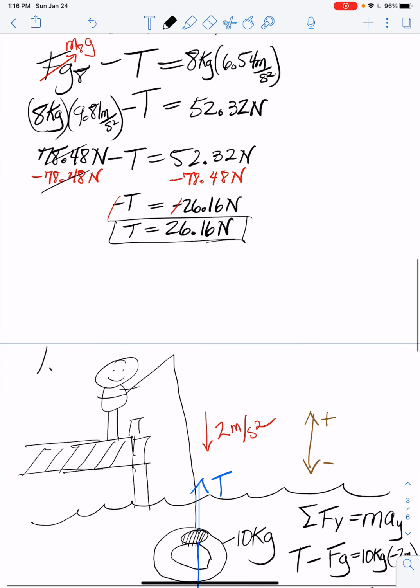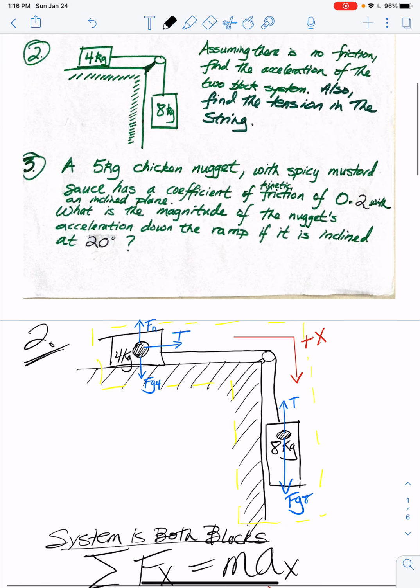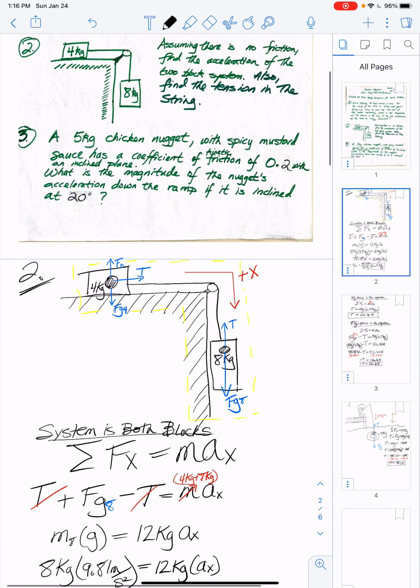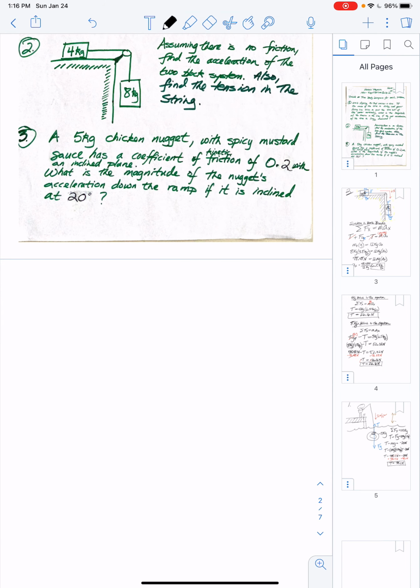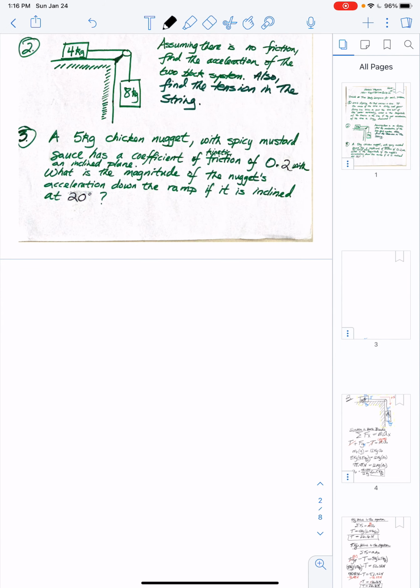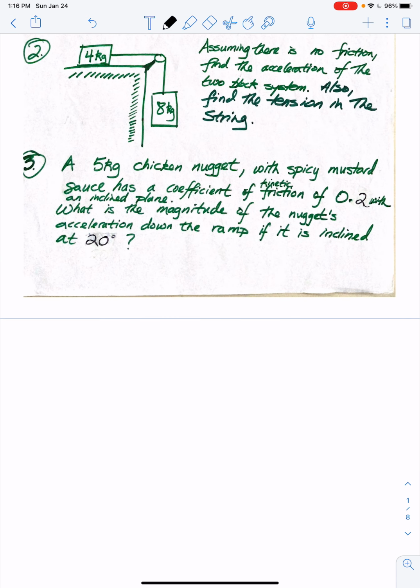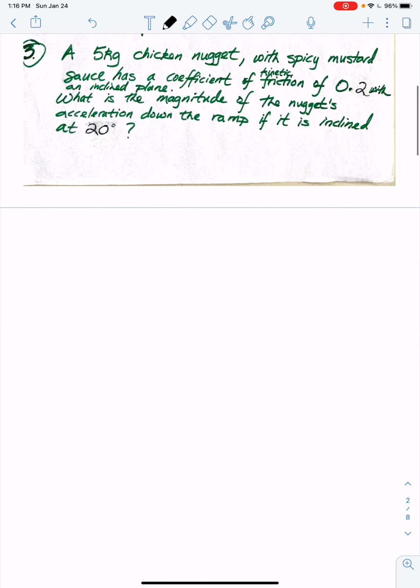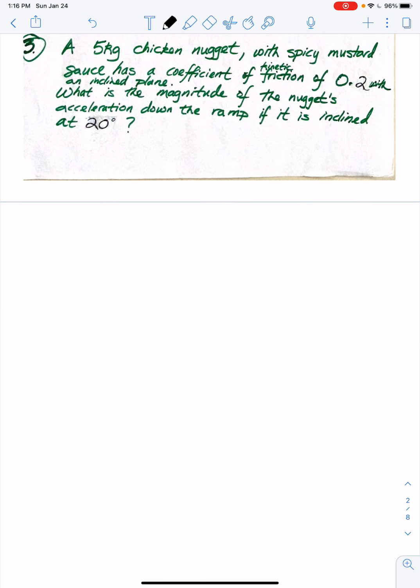All right, let's go ahead and solve the last one now. Let's go and add a couple pages. All right, so in the last one, we have a 5 kilogram chicken nugget with spicy mustard sauce. And it is on a ramp. So let's draw that ramp. And it looks like the angle is 20 degrees.